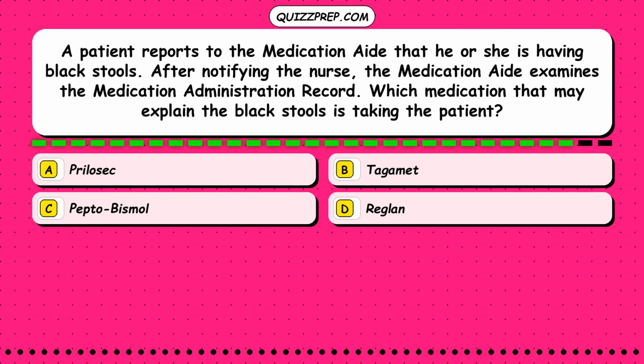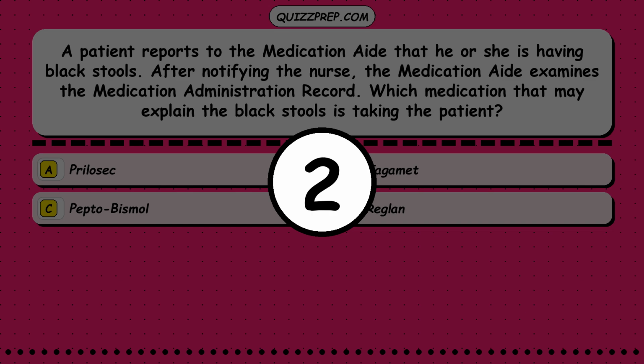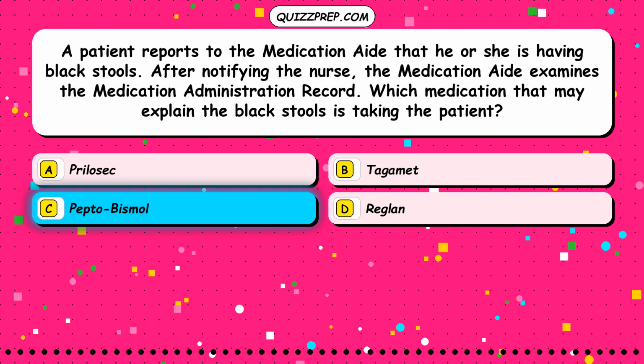Question 125. A patient reports to the medication aide that he or she is having black stools. After notifying the nurse, the medication aide examines the medication administration record. Which medication that may explain the black stools is the patient taking? Option A, Prilosec. Option B, Tagamet. Option C, Pepto-Bismol. Option D, Reglan. The correct answer is option C, Pepto-Bismol.